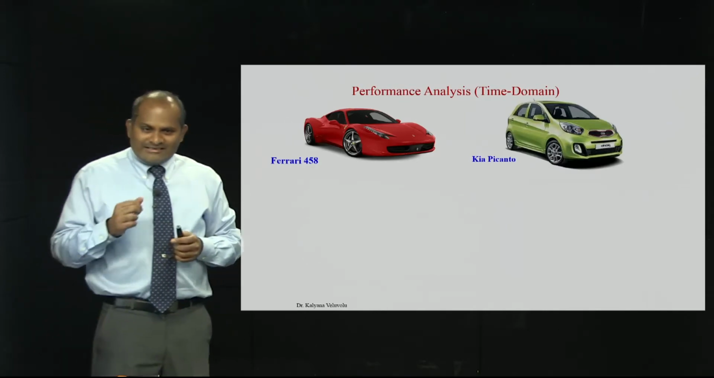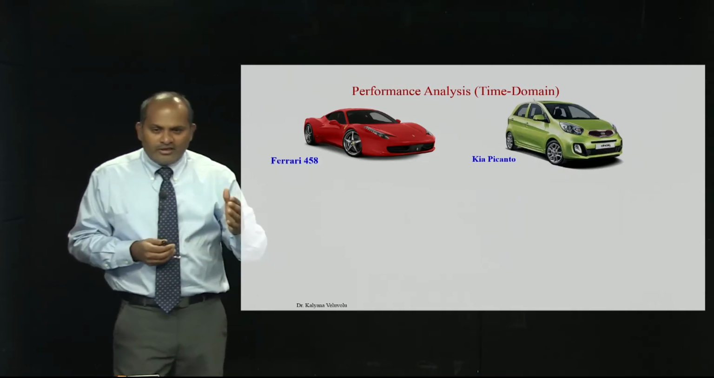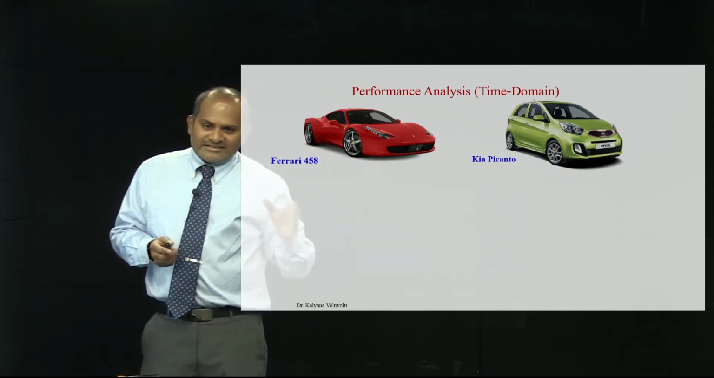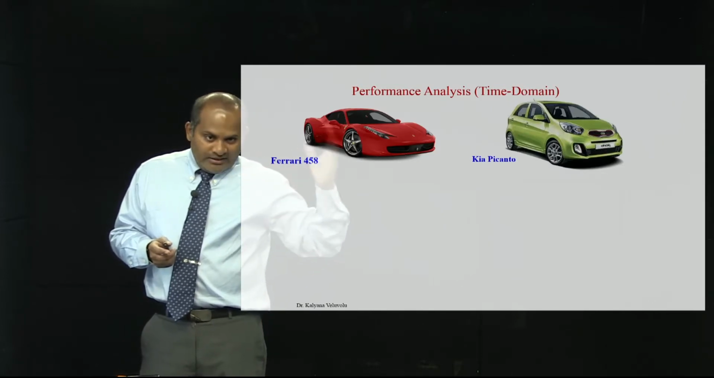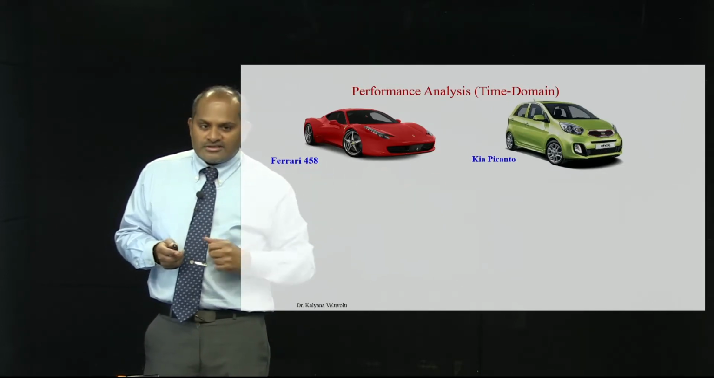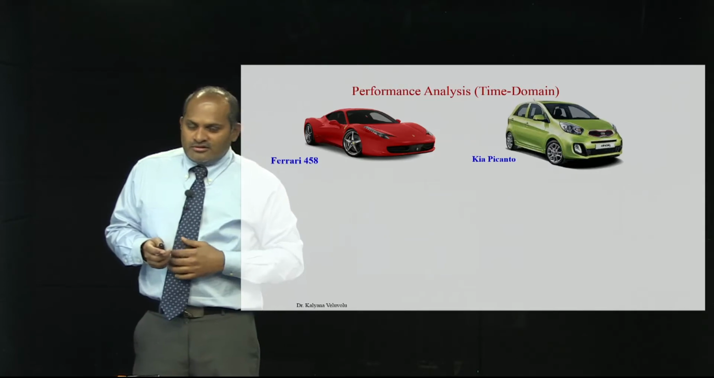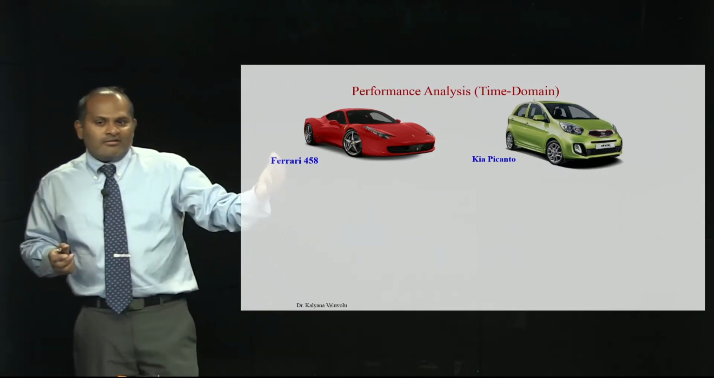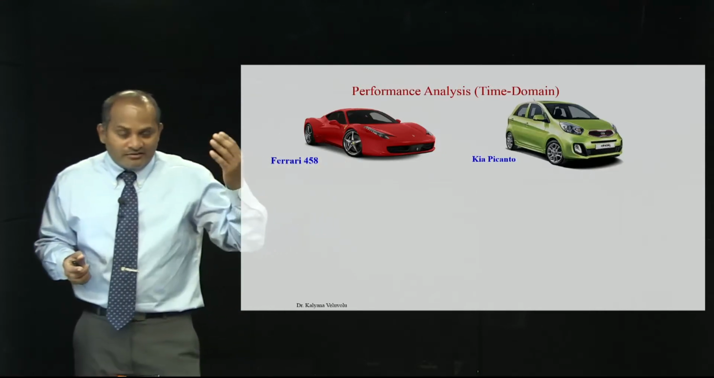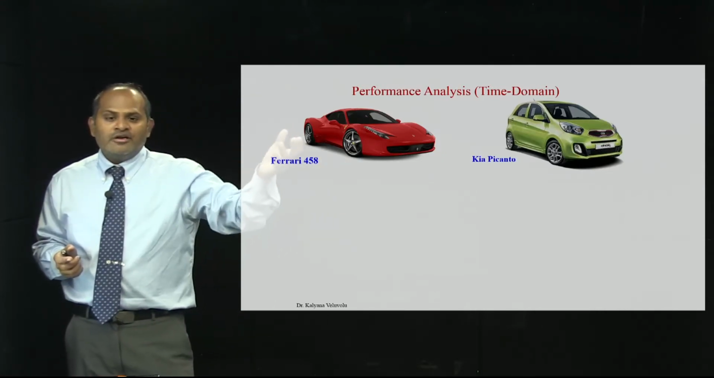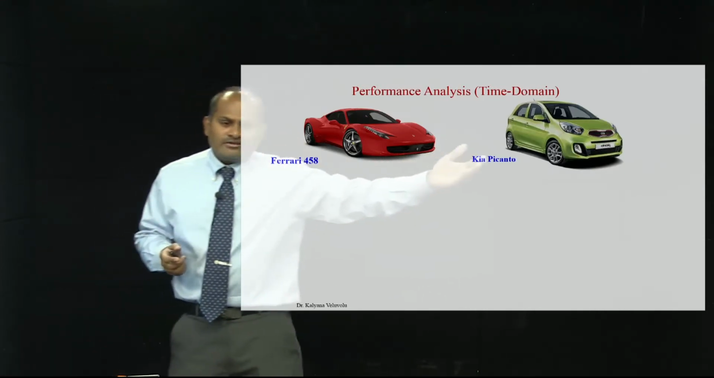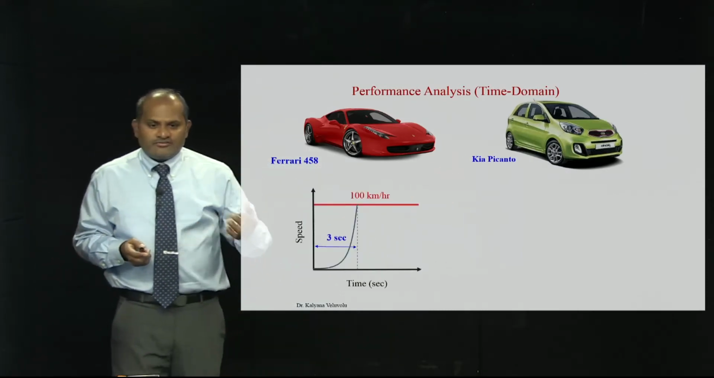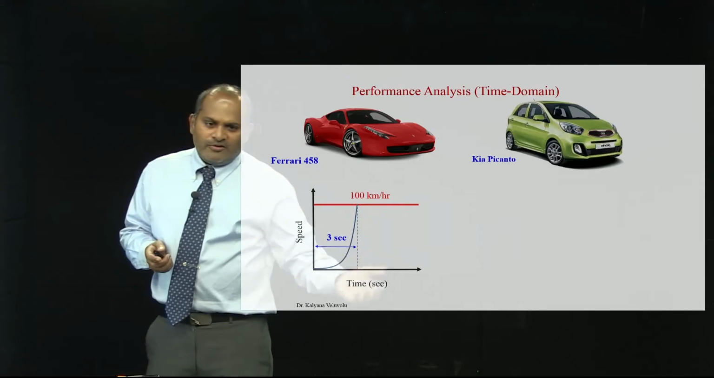If you are looking at the time domain performance, if you are looking at the analysis here, there is one common test that is normally conducted for all these cars. Everyone, when they sell a car, they tell you this car can accelerate from 0 to 100 in a few seconds. This car has an acceleration. Now, I want to show you this one. And this is a Ferrari.